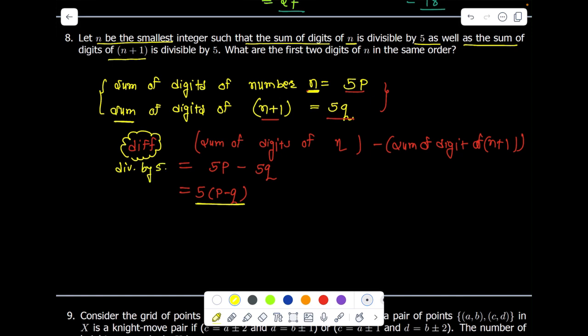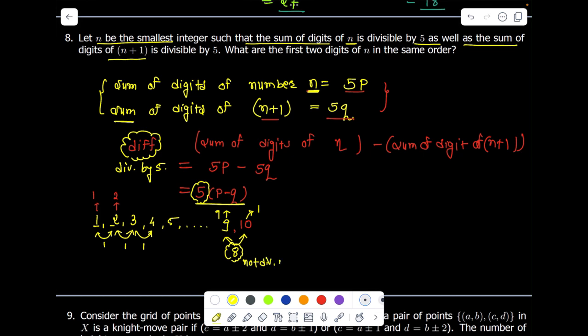So let's start from number 1. So 1, 2, 3, 4, 5 up to 9. If you take the difference of these two numbers, it is 1. Is it divisible by 5? No. So these two are not my numbers. If you take the difference of these two again, it is 1. Again, the difference is 1. Why am I taking the difference? Because the sum of digits of 1 is 1, and the sum of digits of 2 is 2 only. Now, if you go from 9 to 10, here is the catch. The sum of digits of 9 is 9 and the sum of digits of 10 is 1. If you subtract them, you will get a difference of 8. Not divisible by 5. So these two are not my numbers. Now if you go from 10 to 11, again it is 1.